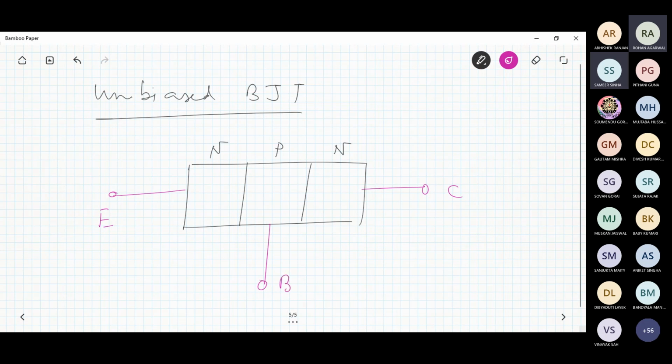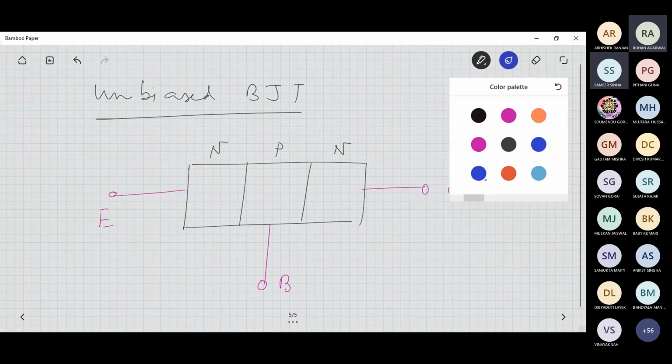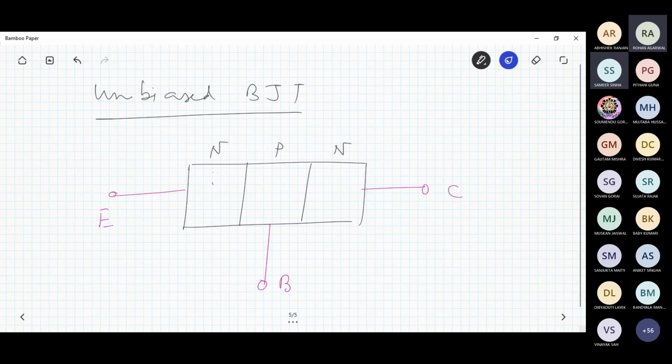Okay, and you know the majority carriers for an N-type semiconductor are electrons. So let us consider that abundant electrons are there in N-type. Here also there will be a lot of electrons.